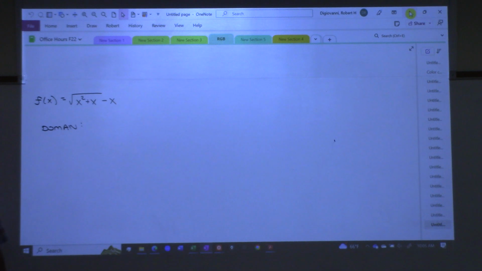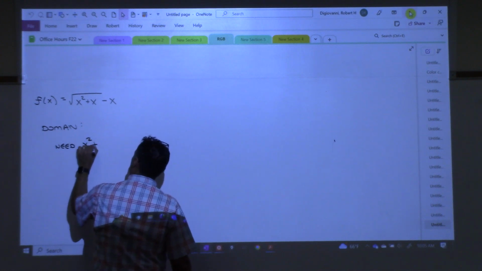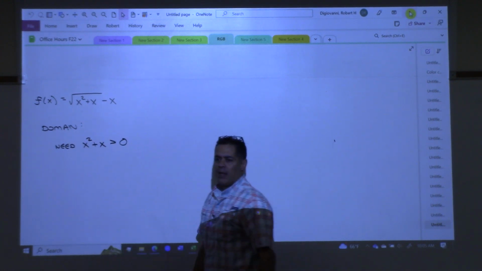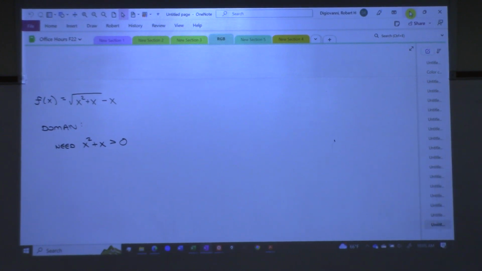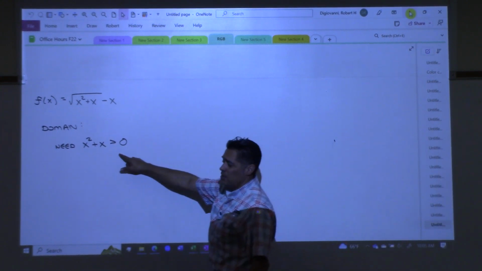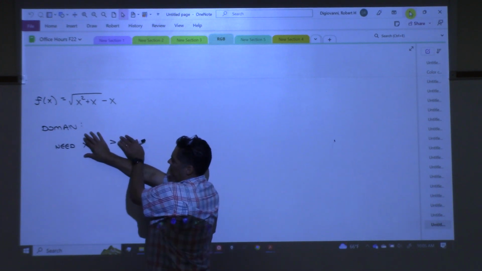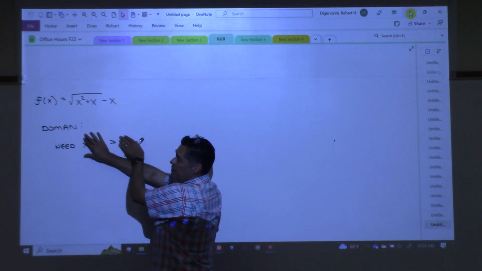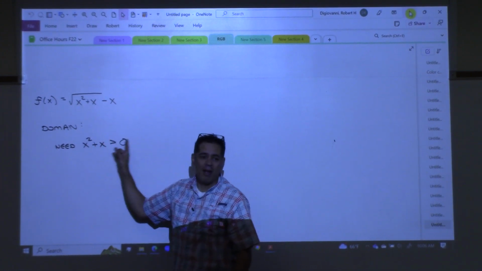So we look at this and ask, is there anything here that would cause us to have a negative under that root? I need x squared plus x to be greater than or equal to 0. I need what's under that root to be nonnegative, or else this thing is not defined. Does anyone know what this is called? What symbol is that? It's not an equal sign. Greater than, right? We call those inequalities. This is a quadratic inequality.